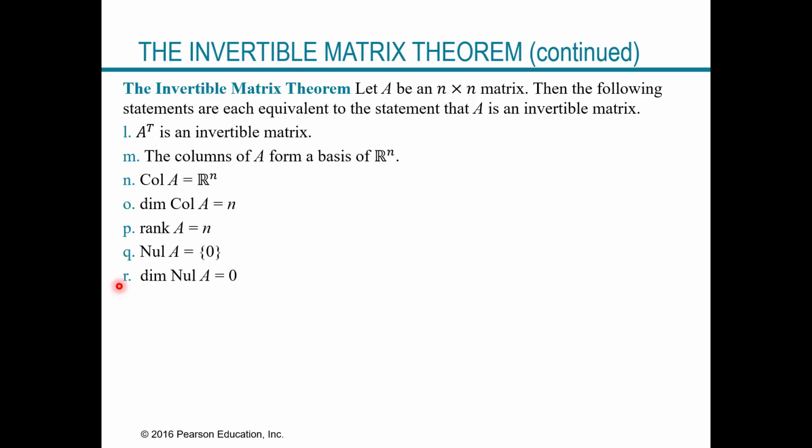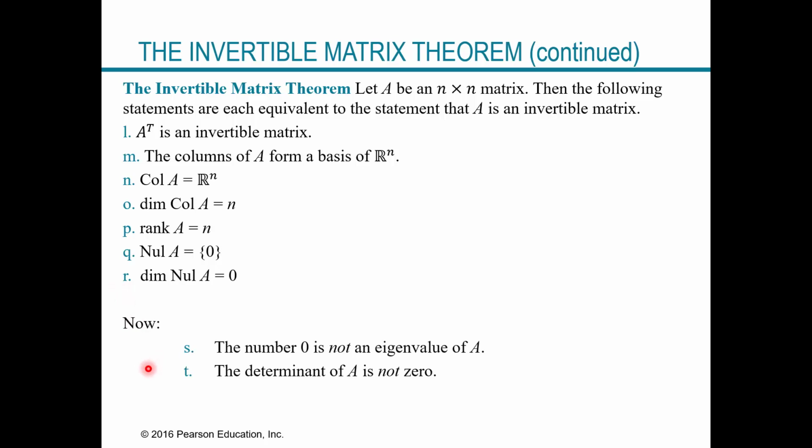And why we're bringing this back up now is because we're going to add two more things to it. So adding to our list for this invertible matrix theorem, we can now say that the number 0 is not an eigenvalue of A, meaning all these other things are true if that's true. So basically lambda cannot be 0 if A is invertible, and the determinant of A is not 0. All right, so two more parts to add to our invertible matrix theorem.